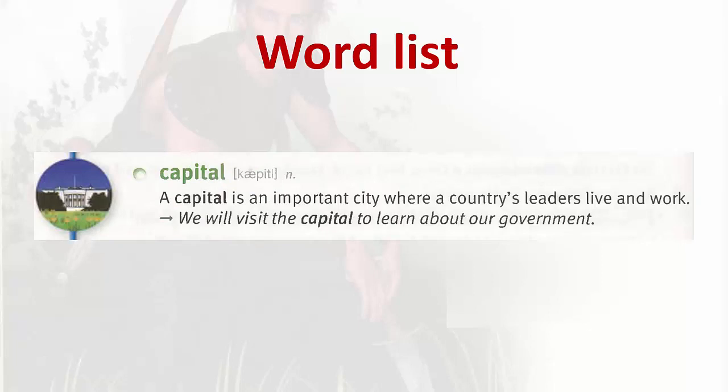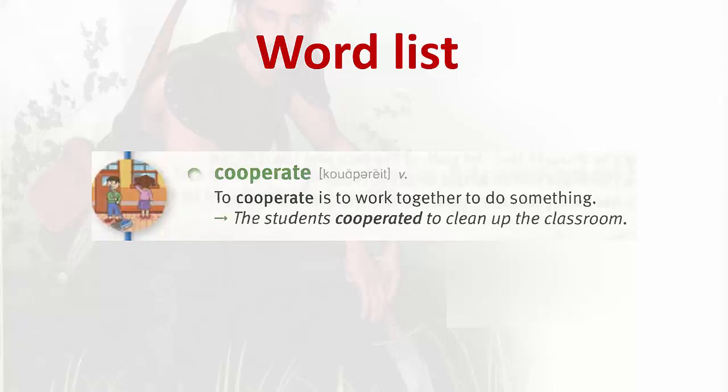Capital. A capital is an important city where a country's leaders live and work. We will visit the capital to learn about our government. Cooperate. To cooperate is to work together to do something. The students cooperated to clean up the classroom.